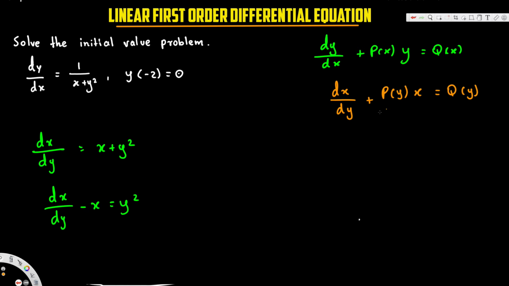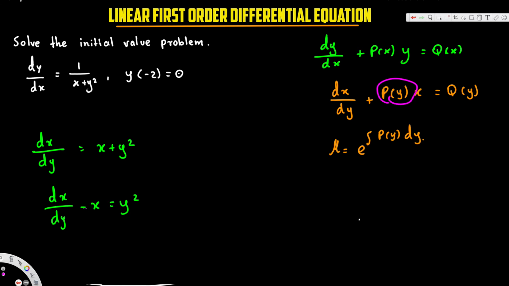Now for this one, we have to find out the integrating factor, because this is now in standard form. The integrating factor equation is mu is equal to e power integral, usually it's p of x dx, but since we arranged everything in terms of x, here we have to use p of y dy.